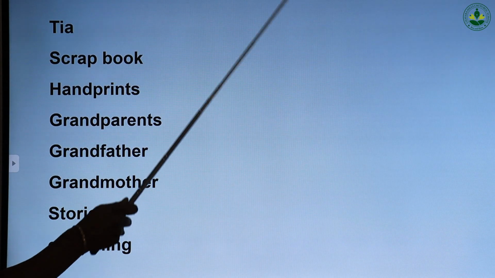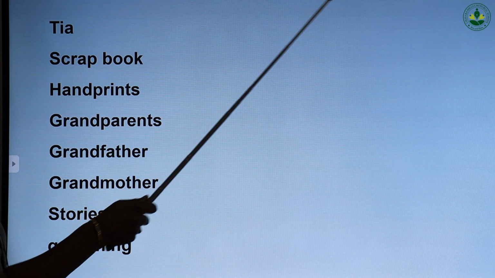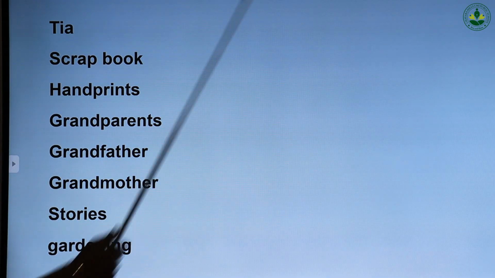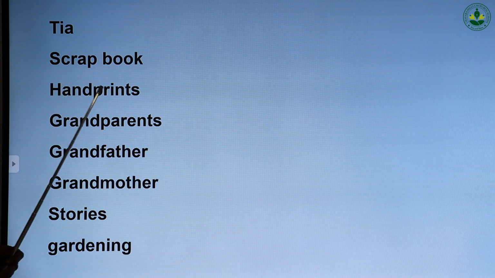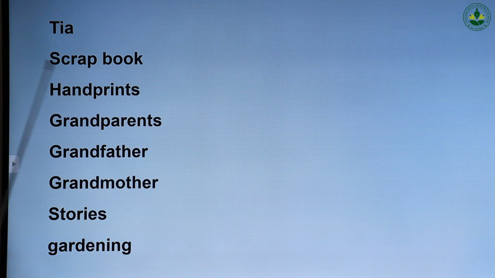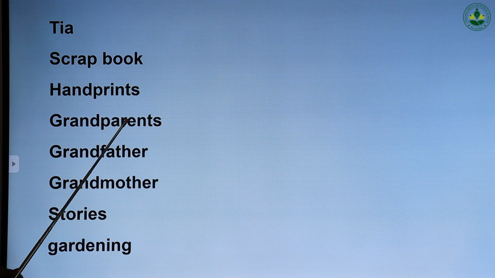Now today we studied some new words. Listen here. Tia. Read this. T-I-A. Tia. Then scrapbook. How to read? Scrapbook. The next word, handprints. Handprints. Grandparents. Grandparents.